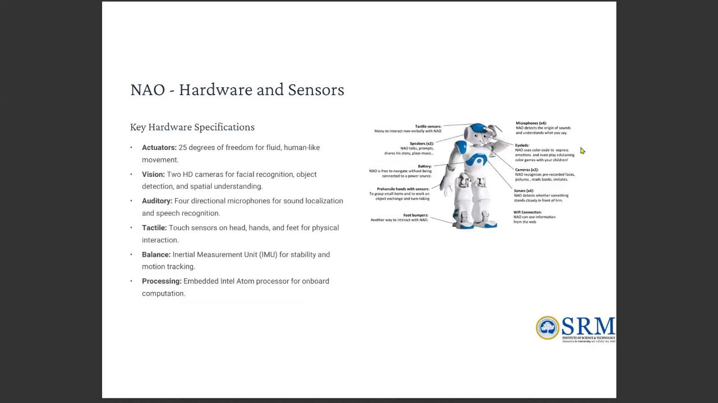A little bit of information on the specs. Like I said, 25 degrees of freedom, very fluid movement, which I'll show off in just a minute. Vision: there are two HD cameras for normal stuff like object recognition. It tracks your face, so if I were to move that side, it will turn. Right now it's in sleep mode, but if I were to put it in autonomous life mode, where it actually scans for objects, it will turn according to wherever the ROI is.